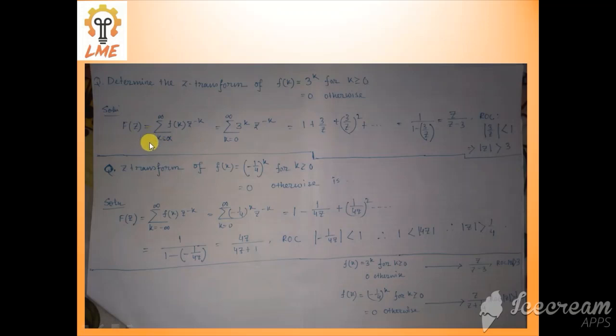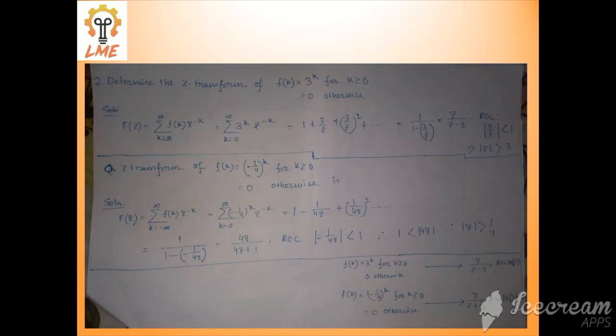F(z) is equal to the sum from k equal to minus infinity to infinity of f(k) z to the power minus k. Now in place of f(k) you can write 3 to the power k. As 3 to the power k only exists for k greater than or equal to 0, the limit will be 0 to infinity. So this can be expanded like 1 plus 3 by z plus 3 by z square, in this way. As you know, this is the infinite GP series. This is equal to 1 by 1 minus 3 by z, and this sum only exists when the common ratio 3 by z is less than 1, that is, mod of 3 by z is less than 1.